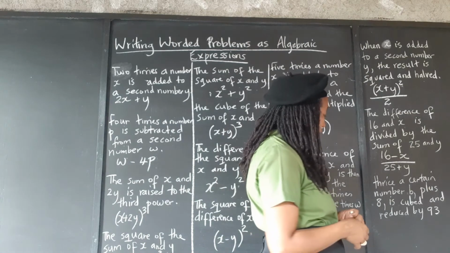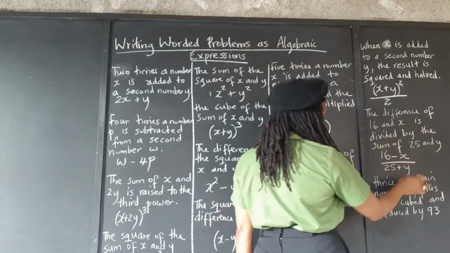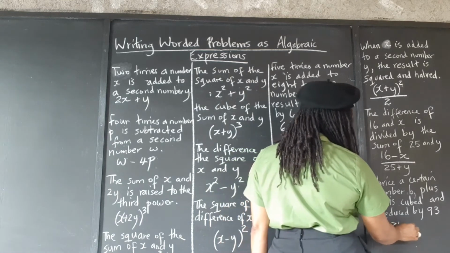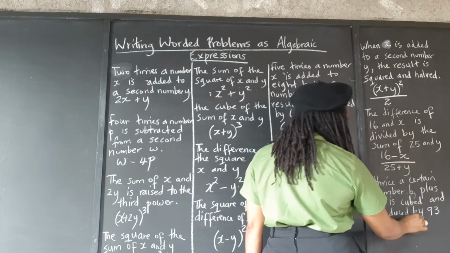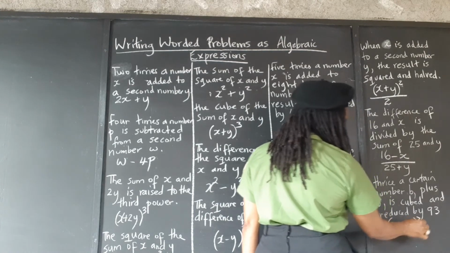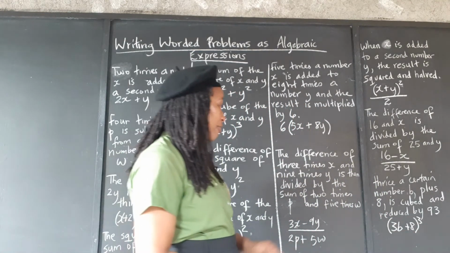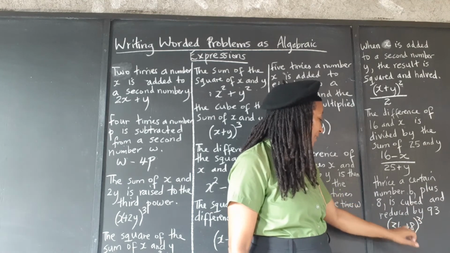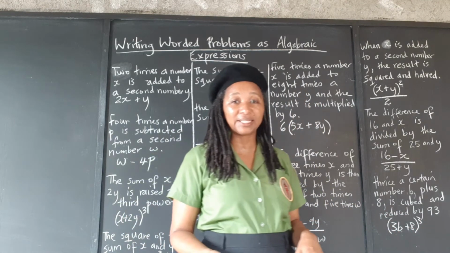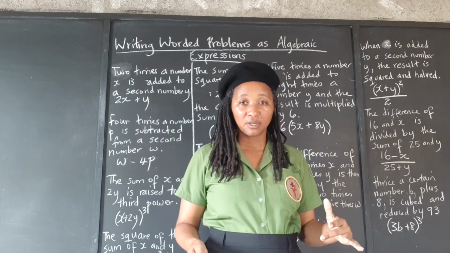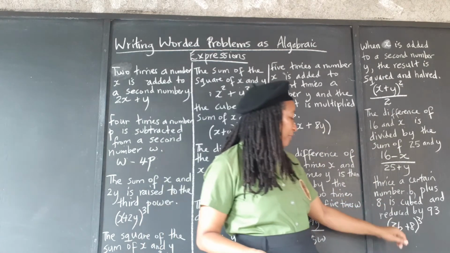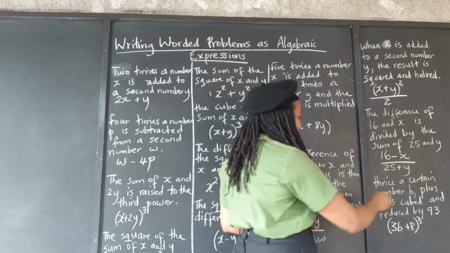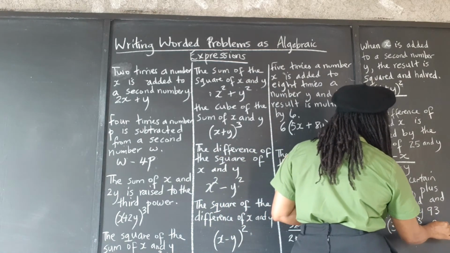So, we have a number of operations here. So we say thrice a certain number b. So thrice b, 3 times b, plus 8, all of that is cubed. All of that operation is cubed. Right? Thrice a certain number b plus 8 is cubed. All of this. So we put in our bracket to indicate that we do all of that first. Do all of that first, and when you get the result of here, you cube that result, and then you reduce that by 93. You take away 93 from all of that.